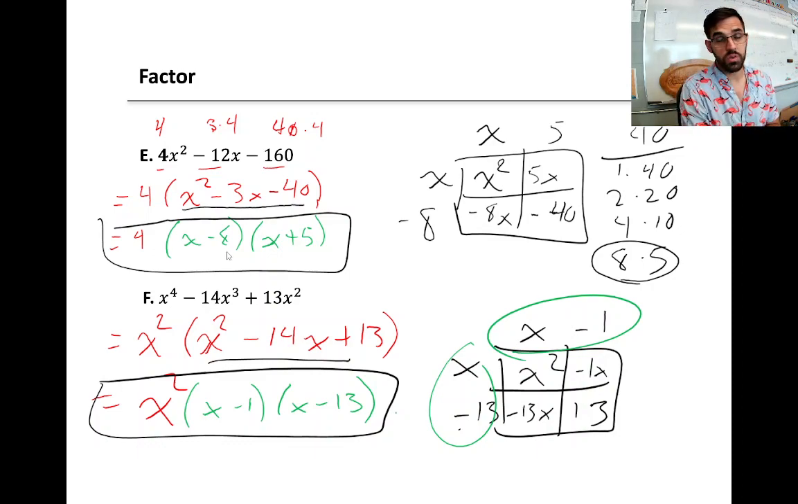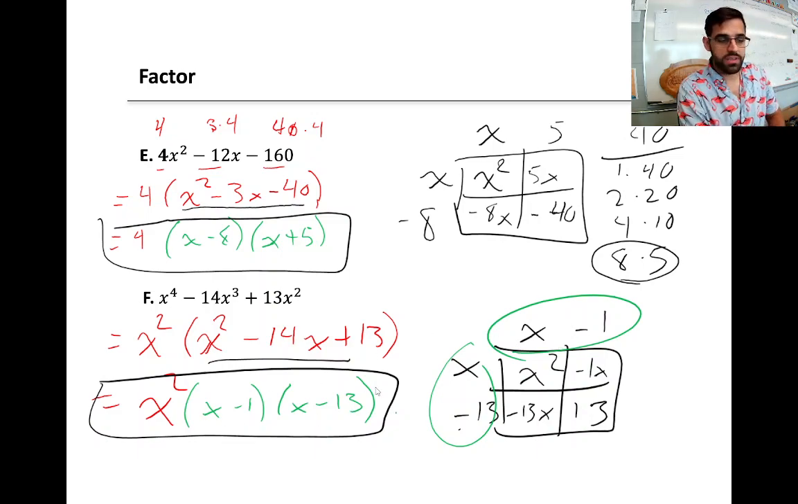Example F, we're also pulling out a greatest common factor, but instead of a number for our greatest common factor, we're pulling out a variable. We're pulling out x's, because each term has at least 2 x's in it. So we can pull out x squared. If we pull out x squared, the remaining polynomial is x squared minus 14x plus 13, which is easier to factor. And we can do our box method accordingly.